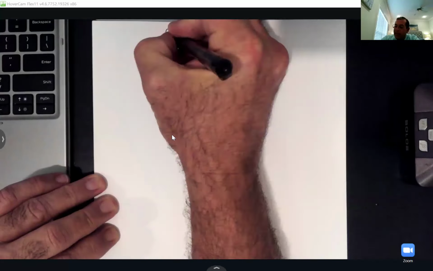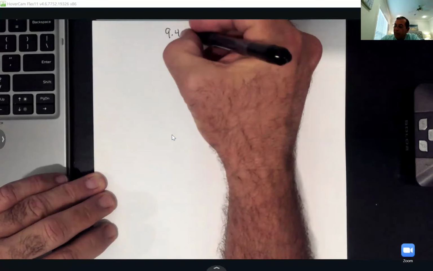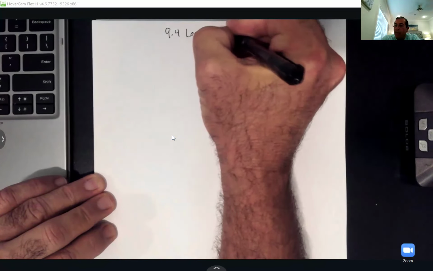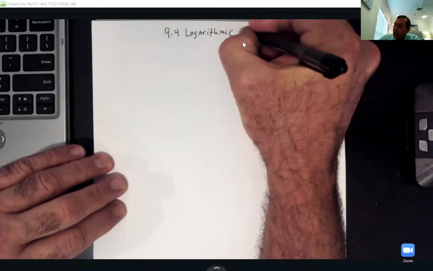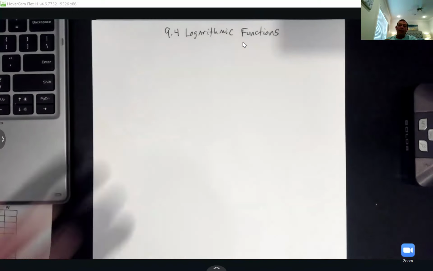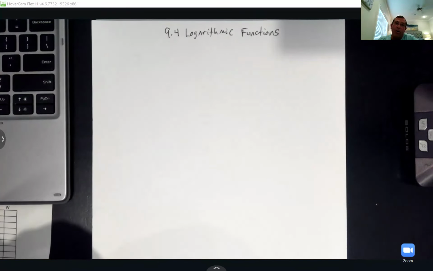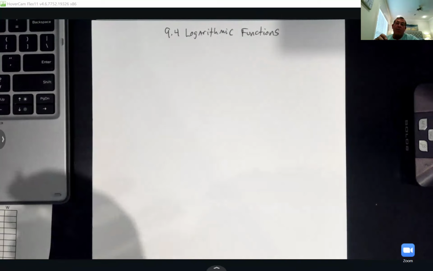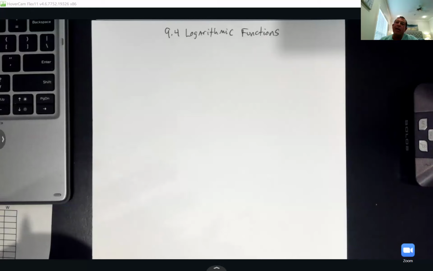Hey, also, like I said, this is 9.4 logarithmic functions. So first, I'm going to start off by sort of explaining what a logarithm is. Now, we'll say that these logarithmic functions are inverses to the exponential functions we graphed the other day.